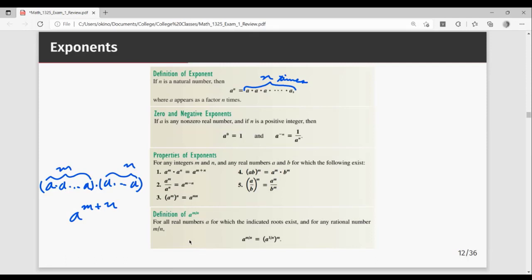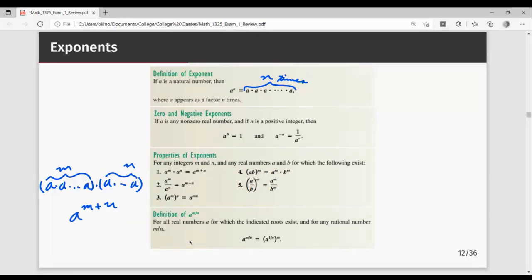If you bring everything back to the definition, it's pretty clear how the rest of these properties work. It's pretty clear once you add up all these factors of a, that you have this m minus n for a fraction, or you have this m times n if you have another exponent.